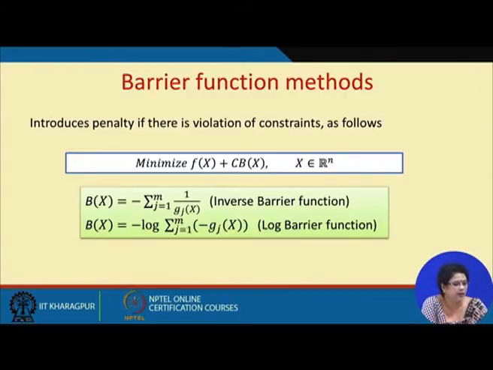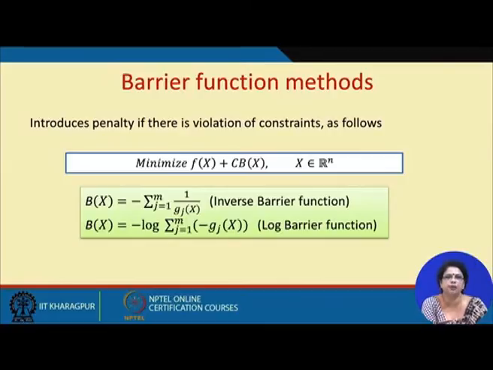Now, one barrier function can be considered as 1 by the constraint function. If we have one constraint function g(x), then the barrier function can be considered as minus 1 by g(x). Our model is minimization of f(x) subject to g(x) less than or equal to 0. That is why within the feasible space g(x) is always less than or equal to 0, but outside the feasible space g(x) is greater than 0. Since we start our sequence from the feasible region only, 1 by g(x) will always be negative, and minus 1 by g(x) will be positive. This is one of the barrier functions, termed the inverse barrier function.